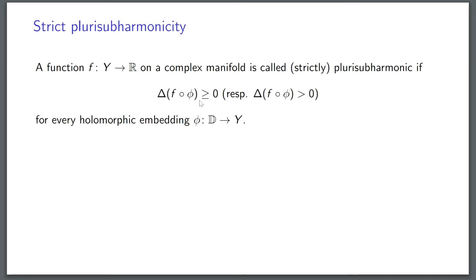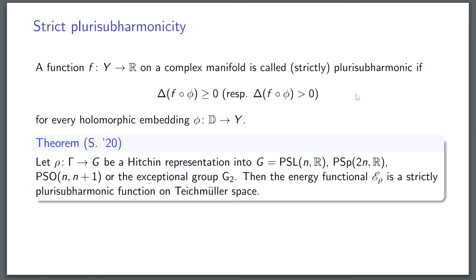We compose this embedding with our function and ask for this composition of functions to be subharmonic on the unit disk. And if this condition holds for all these holomorphic embeddings, we call F plurisubharmonic. And then we call F strictly plurisubharmonic if the composition is actually strictly subharmonic on each holomorphic embedding. And with this definition out of the way, the first result that I want to discuss can be easily stated.